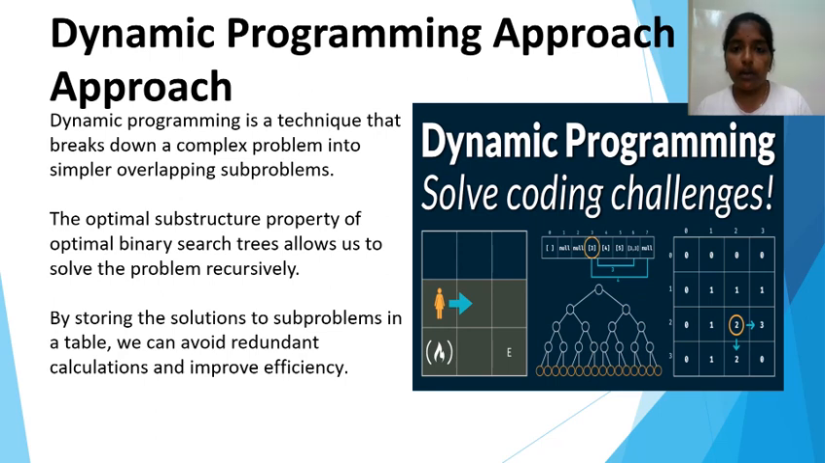Dynamic programming approach. Dynamic programming is a technique that breaks down a complex problem into simpler, overlapping subproblems. The optimal substructure property of optimal binary search trees allows us to solve the problem recursively. By storing the solutions to subproblems in a table, we can avoid redundant calculations and improve efficiency.